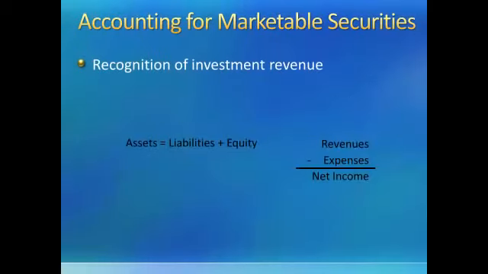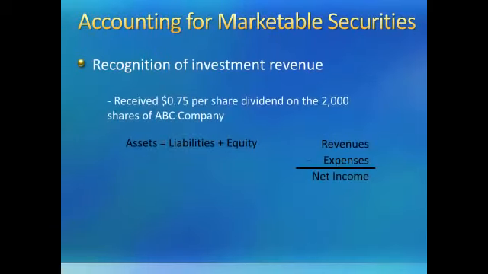Next, we have the recognition of investment revenue. The example here is that we received 75 cents per share dividend on the 2,000 shares of ABC Company. We're receiving 75 cents per share, or a check, because we own the stock of another company. Since we're receiving cash, asset cash goes up. We're receiving dividend, which is a revenue, so our revenues go up, which makes net income go up and equity increase as well.